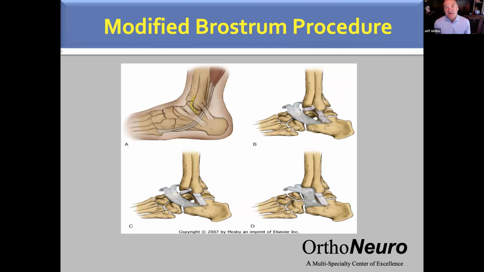This is a cartoon depicting the modified Brostrom procedure. The yellow dotted line depicts the incision. I actually like to do this a little bit differently. I make my incision in line with the fibula, just in case we have to go back and revise that at one point in time. That suture line should not cross over any specific lines and cause more problems down the line. You repair the ligaments primarily, but you also reinforce by bringing the retinaculum up, as depicted in cartoon D.